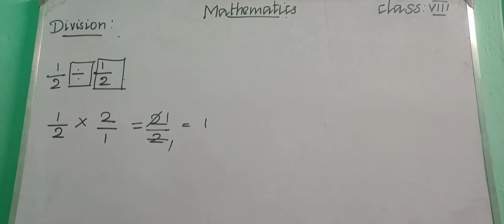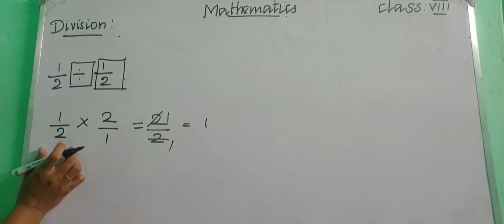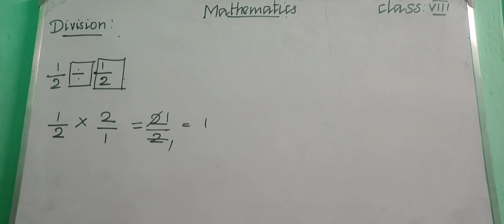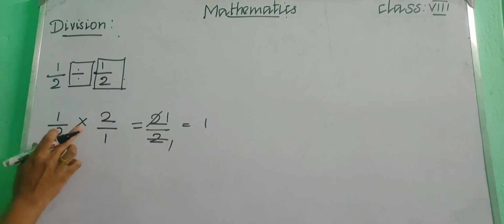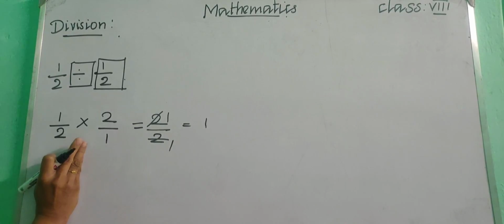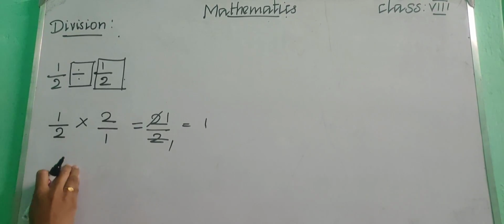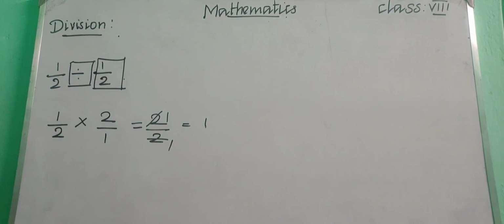So if you are doing division, first of all we need to write the same rational number, the first rational number as it is in the question. Okay, and the next step is to change the symbol. You need to change the division symbol into the multiplication symbol. Okay, and what is the third step? We need to take the multiplicative inverse of the second rational number. So what is the multiplicative inverse of 1 upon 2? 2 upon 1, right? And after that we can do the same as multiplication.